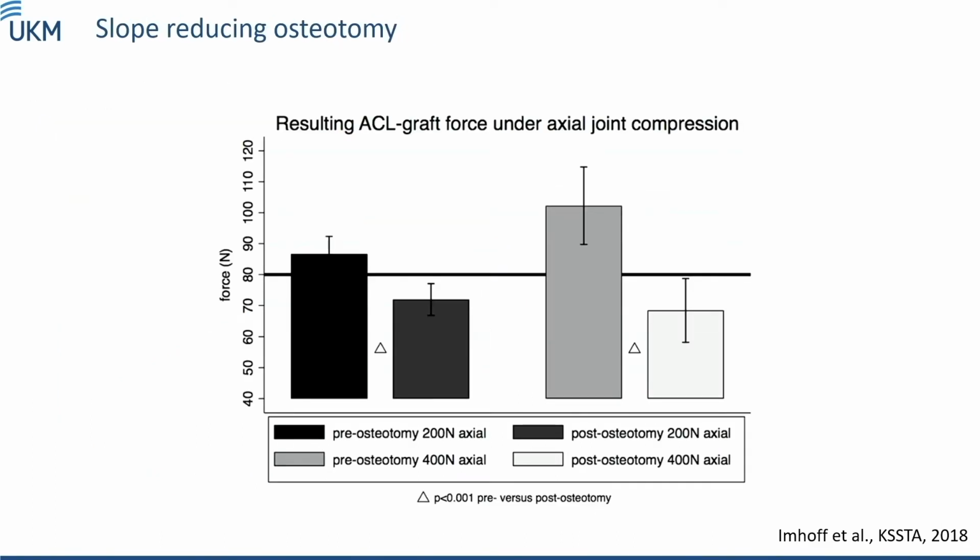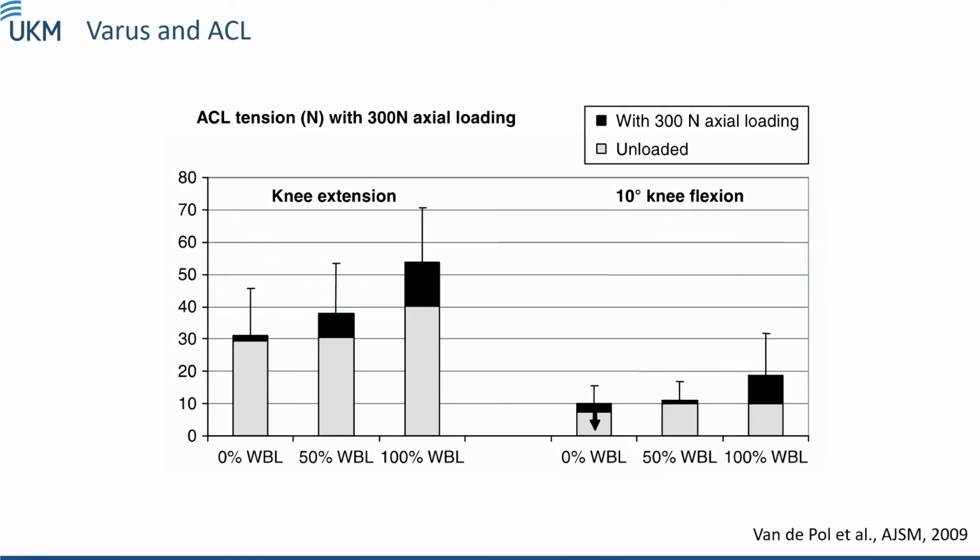Now the question is, can we reduce the ACL graft force by a slope-reducing osteotomy? And this study from Imhoff has shown, on the left side with 200 newtons axial compression, on the right side with 400 newtons, that a slope-reducing osteotomy is efficient in reducing the ACL graft force. The question now is, should we also address varus malalignment, as varus malalignment is associated with a higher force within the ACL graft and therefore a risk factor for ACL failure?